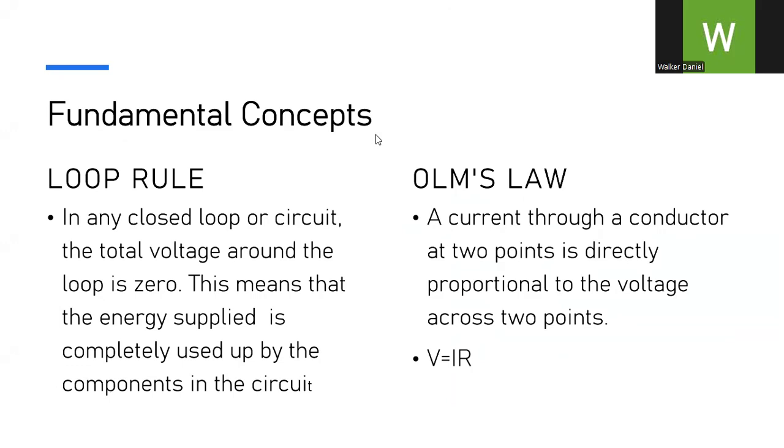And the second useful component is Ohm's law. The current through a conductor between two points is directly proportional to the voltage across the two points, and that is expressed with the formula V equals IR.